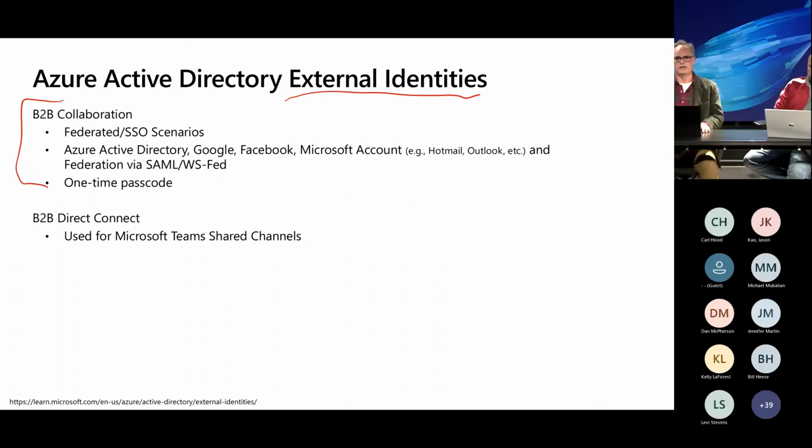We could also have many, many other single sign-on scenarios. And this list here is all the other types of direct federations that we can do with Google and Facebook, and we do direct federation with SAML and WSFed as well. And then the catch-all is that if you don't fit into any of those other buckets, we can use a one-time passcode. So if you have an email address, it doesn't matter where it's hosted, where it's going, we can work with you, on-prem or otherwise, and have a secure and governed experience.